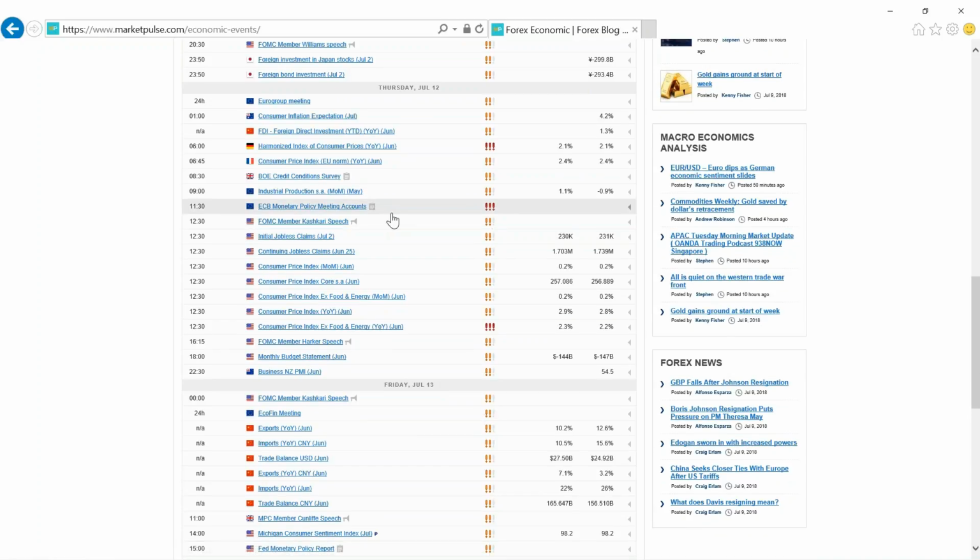We've also got the ECB minutes on Thursday, which will be interesting also, given that what came out of the last meeting was the fact that the ECB is going to extend its QE program till the end of the year at half the pace, which is only a few extra months.